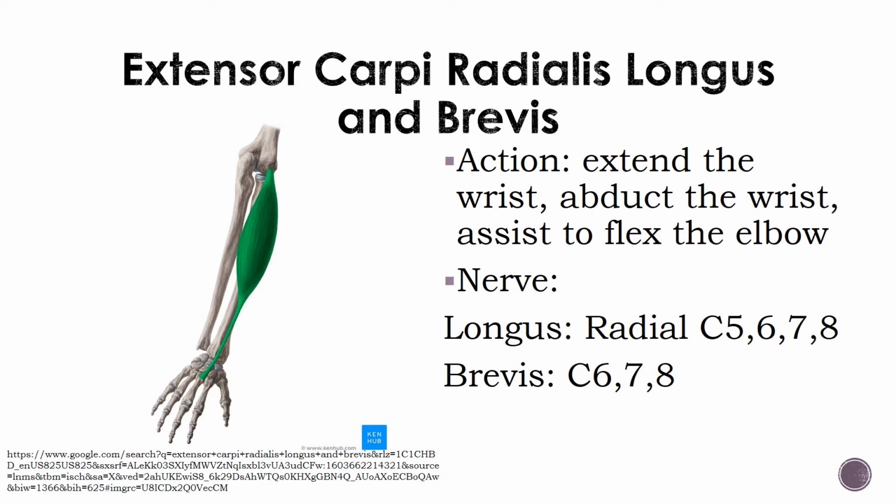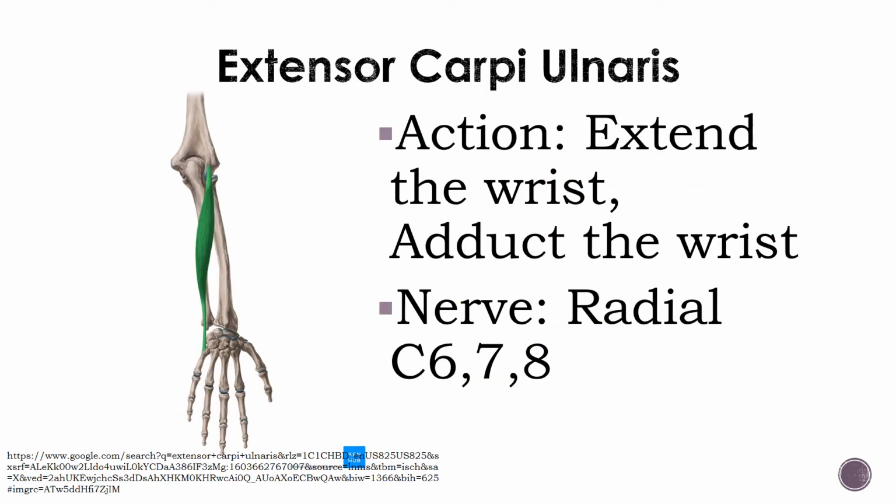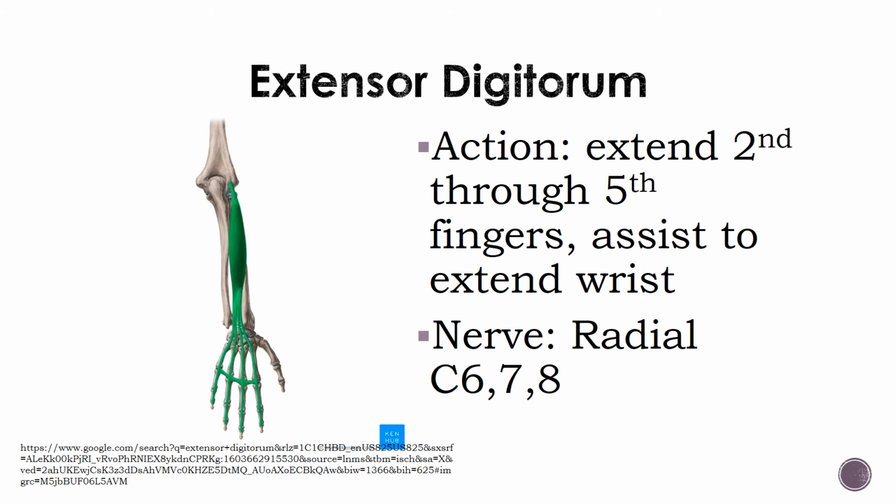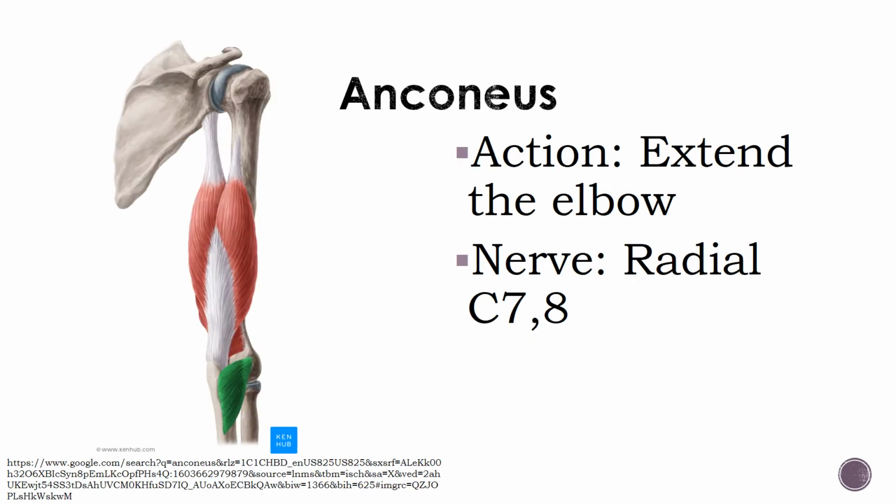The nerve for extensor carpi radialis longus is radial C5, 6, 7, and 8, and brevis is C6, 7, and 8. The extensor carpi ulnaris extends the wrist and adducts the wrist. The nerve is radial C6, 7, and 8. Extensor digitorum extends the 2nd through 5th fingers and assists in wrist extension. The nerve is radial C6, 7, and 8. The anconeus extends the elbow, and the nerve is radial C7 and 8.